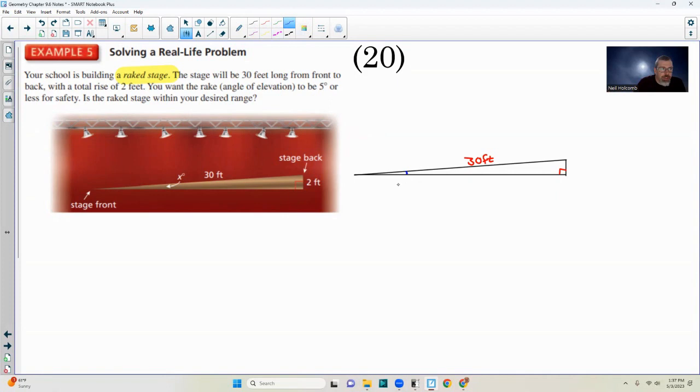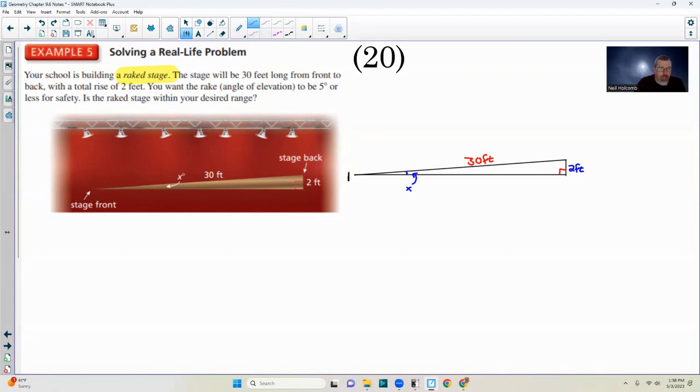You want it to be 5 degrees or less for safety. Is the rake stage within your desired range? We don't know that this is 5 degrees. We want to know if it is. So right now I'm going to call that X. They don't want it steeper than 5 degrees because then it's too steep and it's dangerous. So we have one side. Oh, and by the way, the stage back is 2 feet. I was just going to say we don't have enough information here. We need one acute angle and a side, or we need 2 sides. And in this situation, we have 2 sides, so we can move forward and solve this triangle.